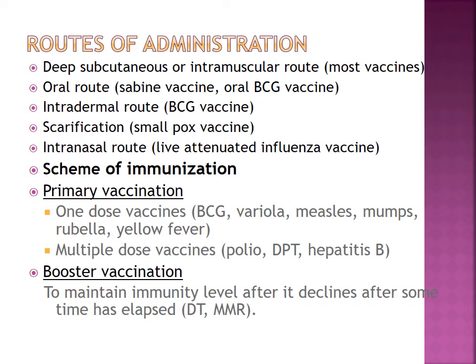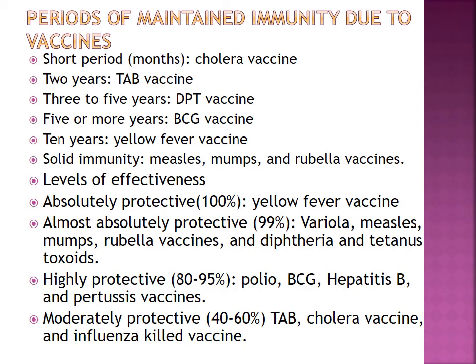The scheme of immunization includes primary and booster vaccination. Primary vaccination is usually either one dose or multiple doses. The one-dose vaccine is given for BCG, variola, measles, mumps, rubella, and yellow fever, while the multiple-dose vaccine is given in the case of poliovirus, DPT, and hepatitis B. The booster vaccination is needed to maintain the immunity level after it declines, after some time has elapsed.